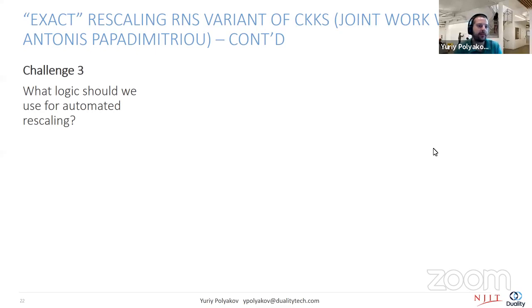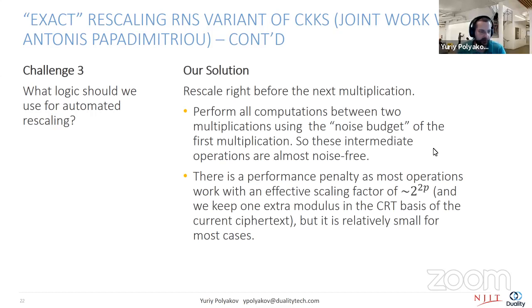So what logic should we use for automated rescaling? Obviously that's by itself a problem even for textbook CKKS. What we chose as the solution is to do the rescale automatically right before the next multiplication. Let's say we have one multiplication followed by certain operations, such as rotations or additions, and then a little bit later we do another multiplication. For automated rescaling, we chose the option of doing the rescale right before that following multiplication.